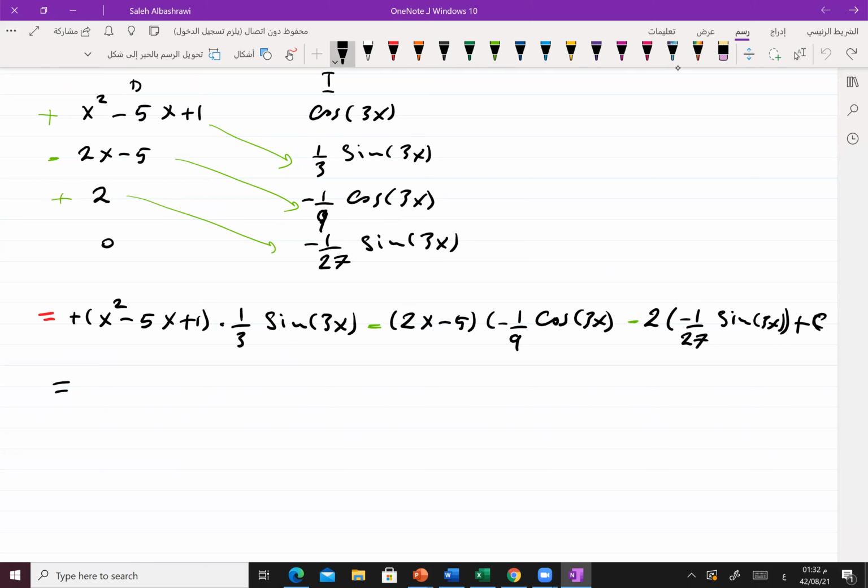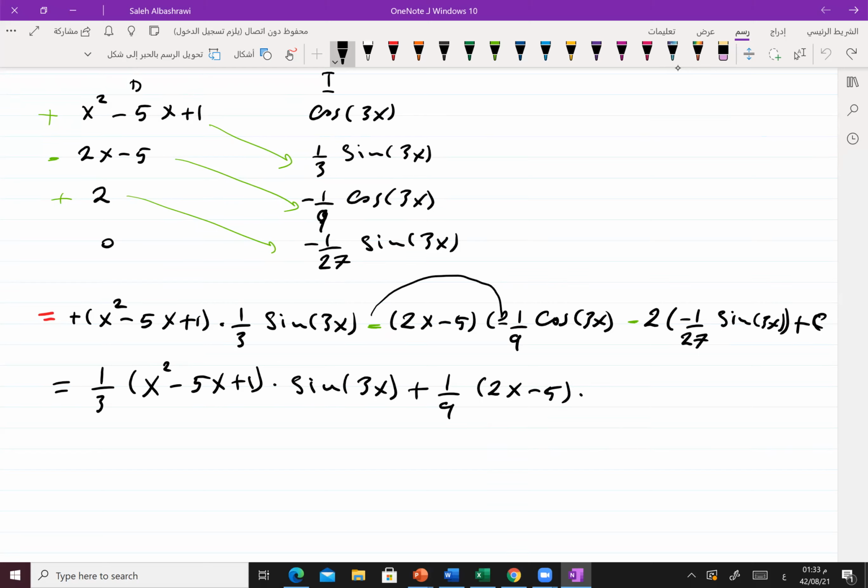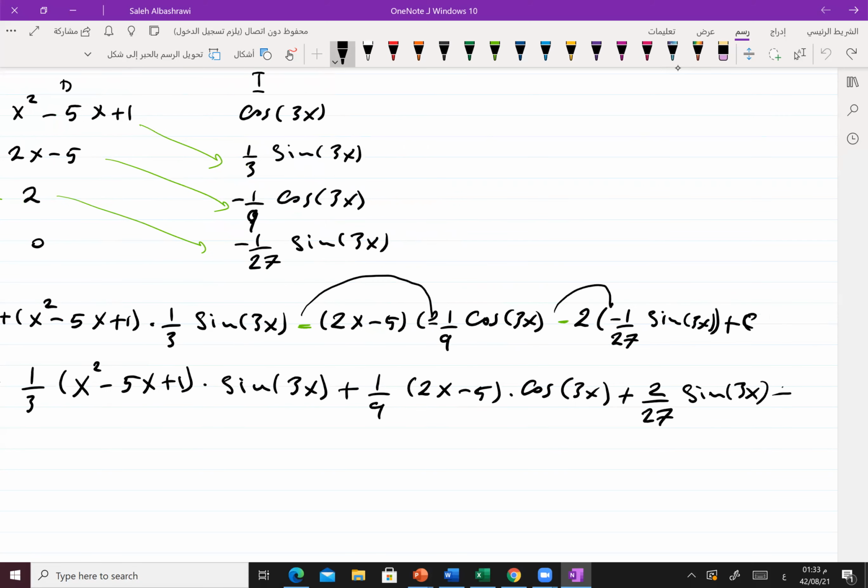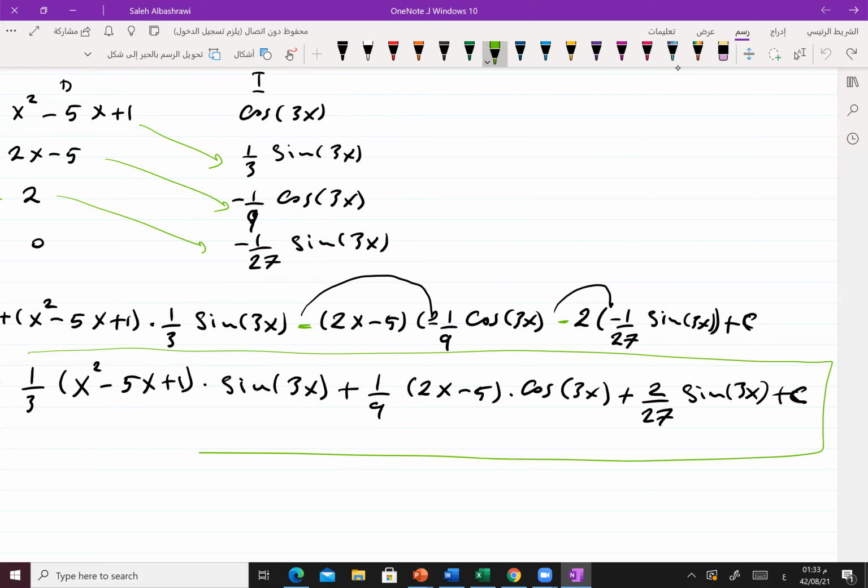So this can be written as 1/3 x squared minus 5x plus 1 multiplied by sine 3x, minus with minus will give me plus, so it is plus 1 over 9 multiplied by 2x minus 5 cosine 3x, minus with minus is positive, so this will be plus 2 over 27 sine 3x plus constant c. So this is the integration of the given problem.